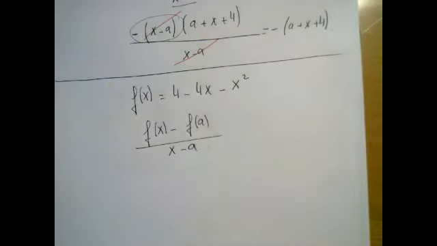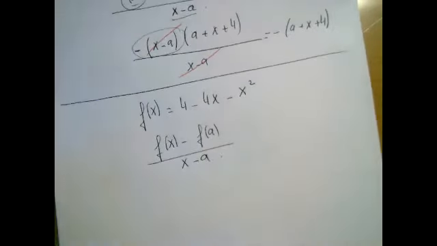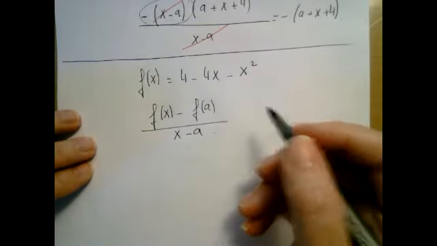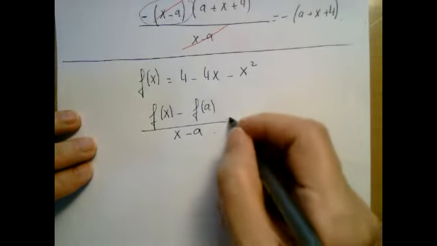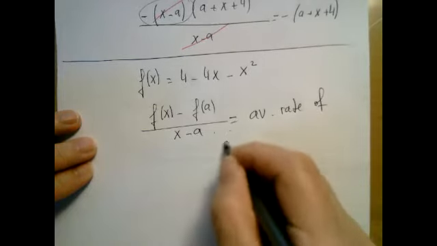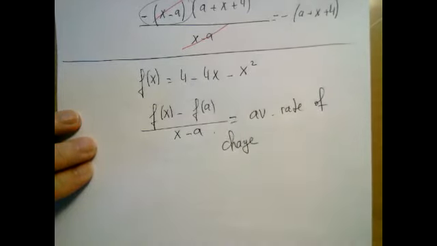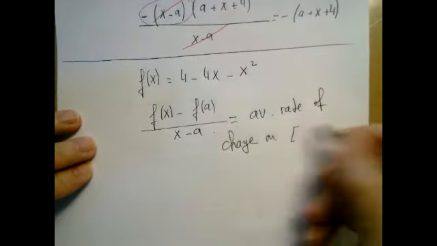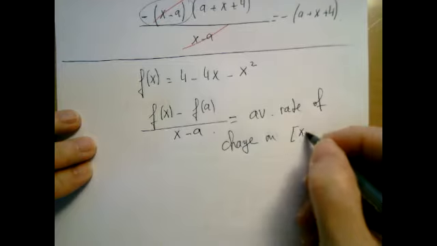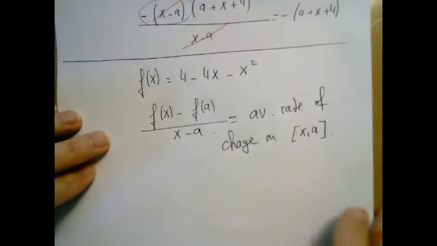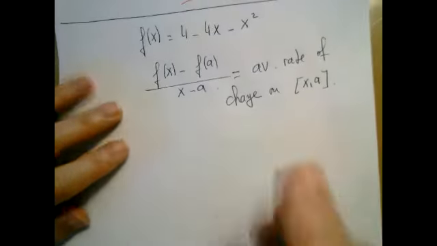What did we call this difference quotient yesterday? We gave it another name. It was called the average rate of change. We call this the average rate of change on the interval from a to x. So graphically, what does this quotient represent? Graphically, it represents the following.